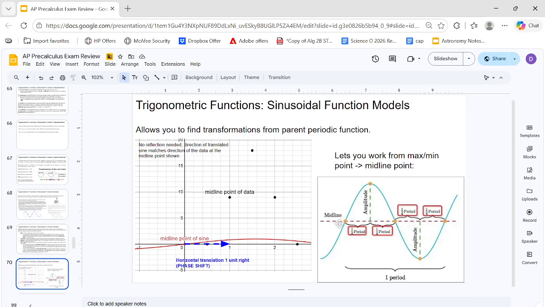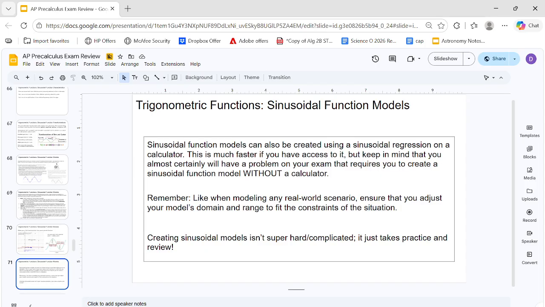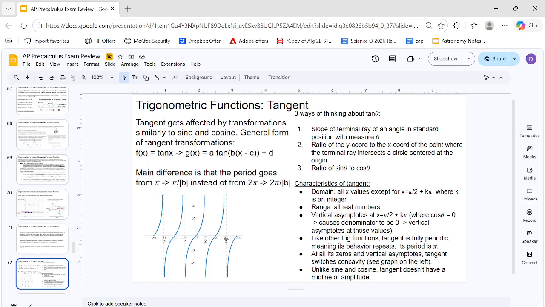Another important thing: the midline to the max, back to the midline, to the min, and back to the midline. Those are all 1/4 of the period. You can see better in the diagram. It's all good to know, and it will save time.